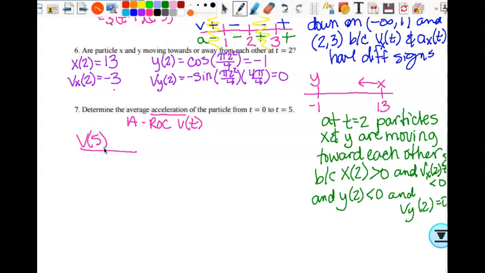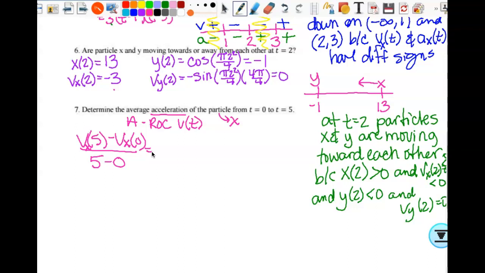Which one are we doing? X or Y? It doesn't say. We're going to do particle x. Okay. So V sub x of 5 minus V sub x of 0 over 5 minus 0. Did we find the velocity at 5? We found something at 5. Oh, dang it. Okay. All right, so that means we got to find that. So velocity for x, oh, at least it isn't the trig one, right?